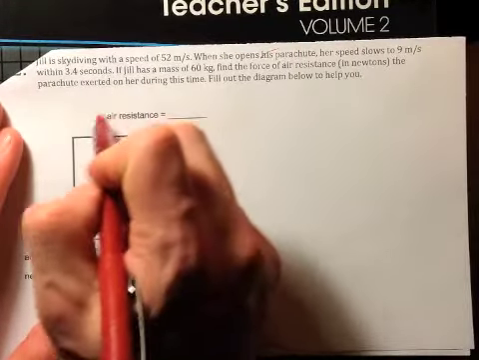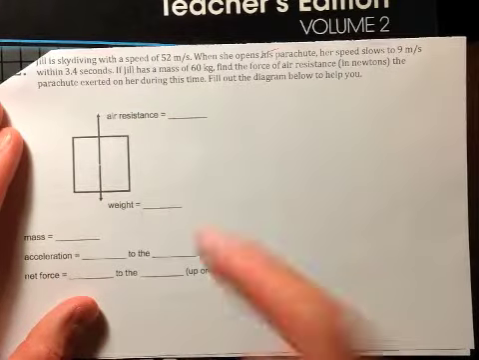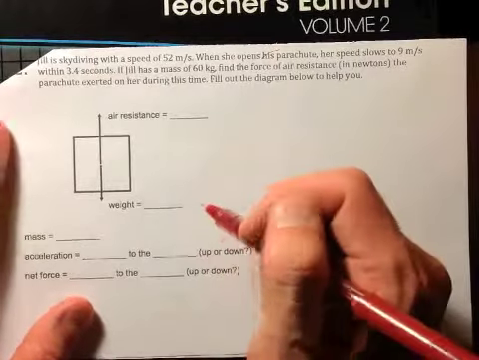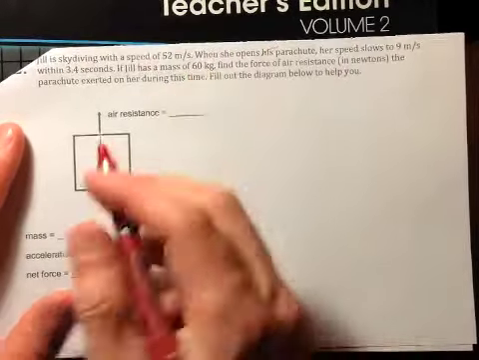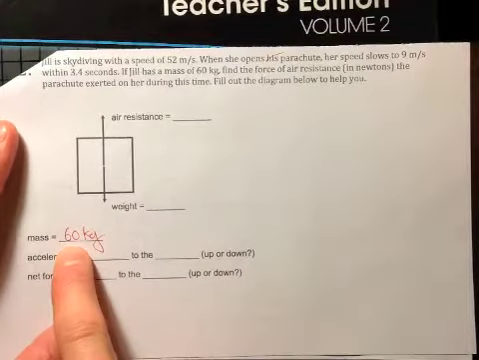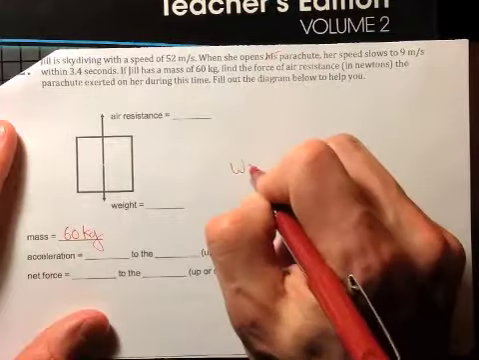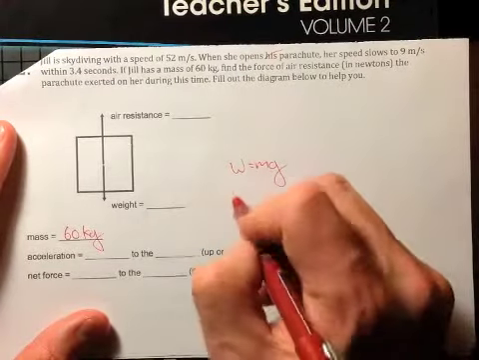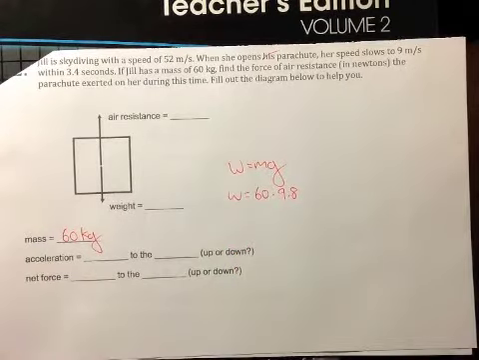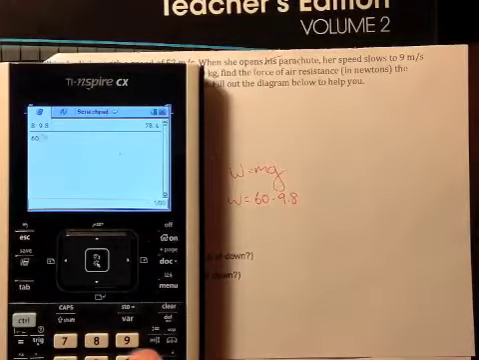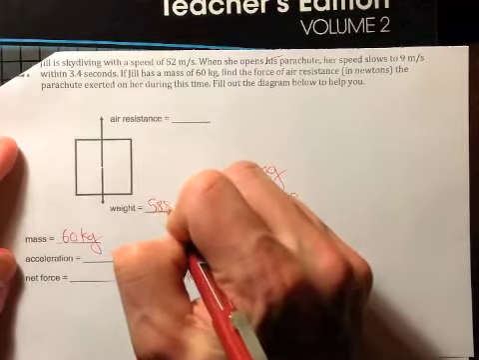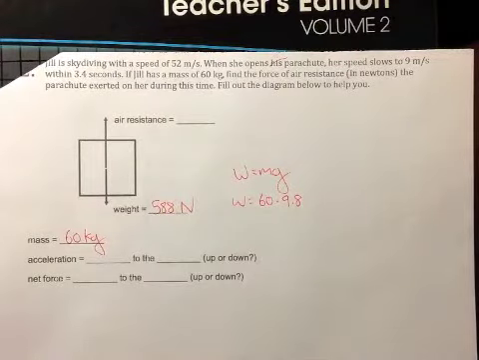So ultimately what we want to find is the force of air resistance, but we need to fill out all of this stuff to figure that out. So let's fill out what we know immediately. We know that she has a mass of 60 kilograms, so that's easy enough to find. Once I know her mass, I know immediately what her weight is. Weight equals mass times the acceleration due to gravity. So weight is 60 times 9.8, which is 588. So her weight is 588 newtons.